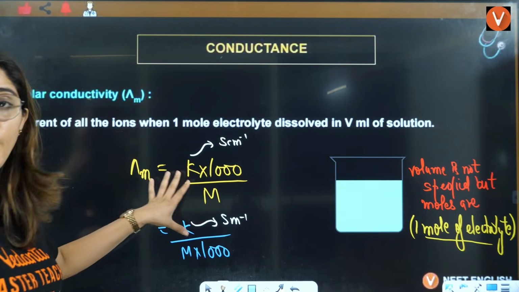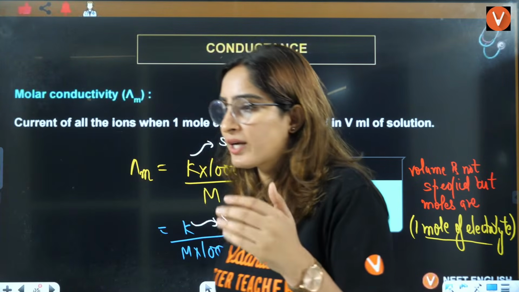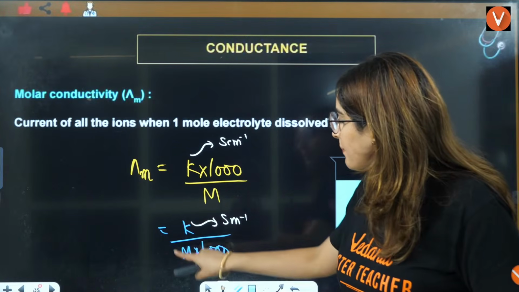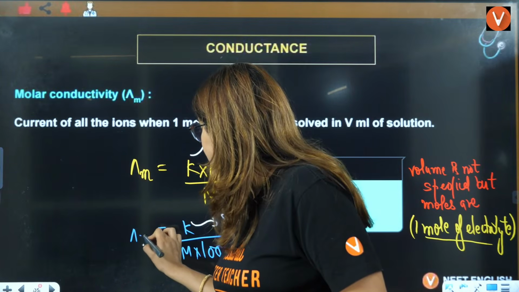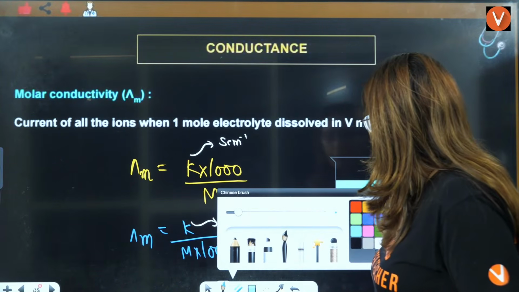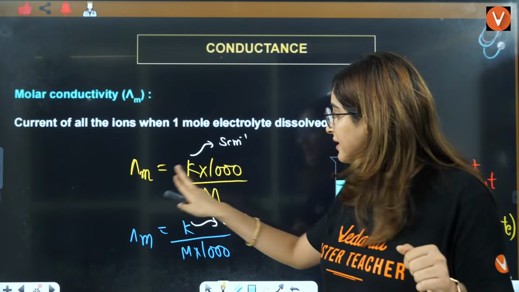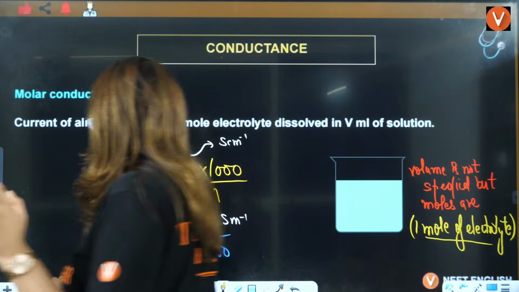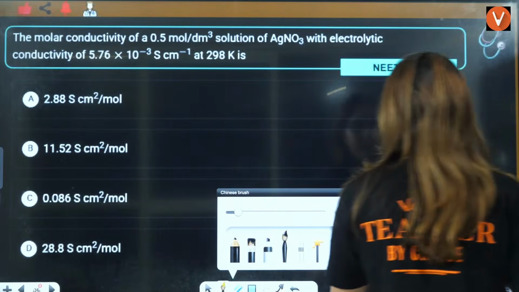It's a very, very important point. Usually you will see it in centimeter only, but what if they confuse you by giving you in per meter, right? Then you will apply this particular formula, not that formula. That you should be clear on. Now this kappa is conductivity, this is molar conductivity, this is molarity. Okay. So now let's discuss one question based on this, that is NEET 2016.